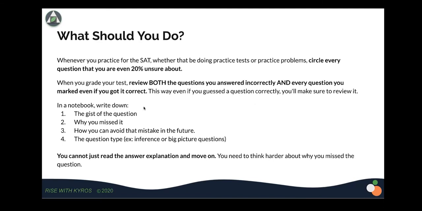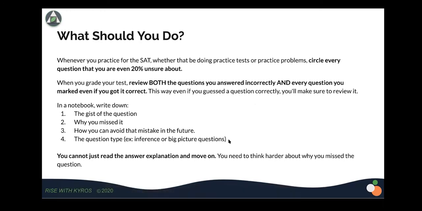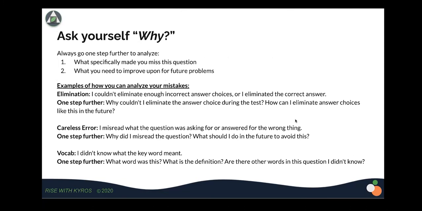Also, in a notebook, when you're practicing, you can write down the gist of the question, why you missed it, how you can avoid the mistake in the future, and then the question type, which is what I have been assigning for you guys as homework. But be sure you're not reading the answer explanation and moving on, because understanding exactly why you're unsure about the questions and why you got them wrong is very important. So just ask yourself why, and always analyze what exactly made you miss each question and what you need to improve on for future problems.